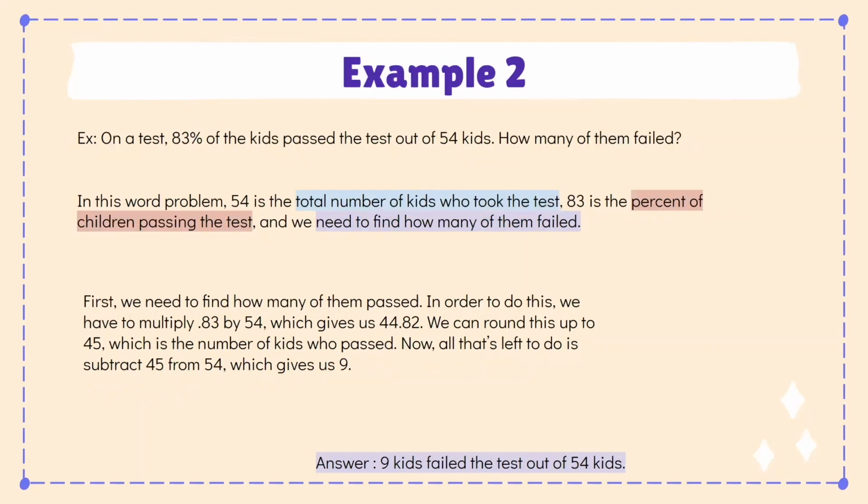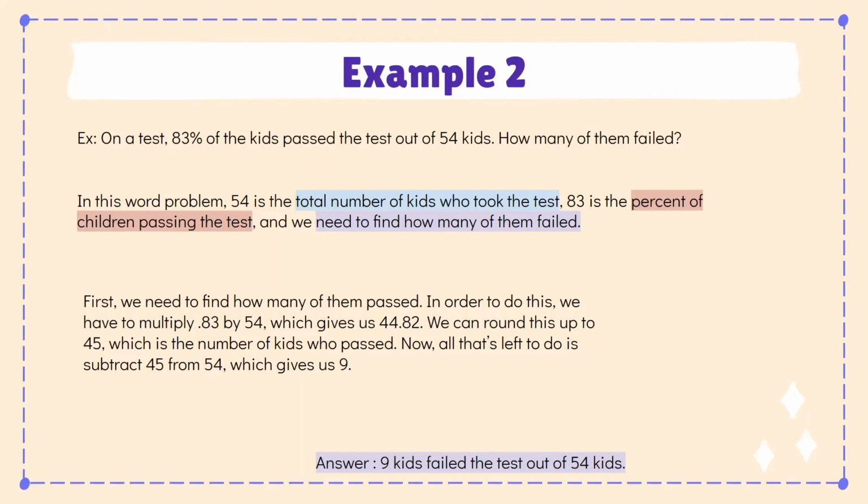Example 2. On a test, 83% of the kids passed the test out of 54 kids. How many of them failed? In this word problem, 54 is the total number of kids who took the test. 83 is the percent of children passing the test, and we need to find how many of them failed.